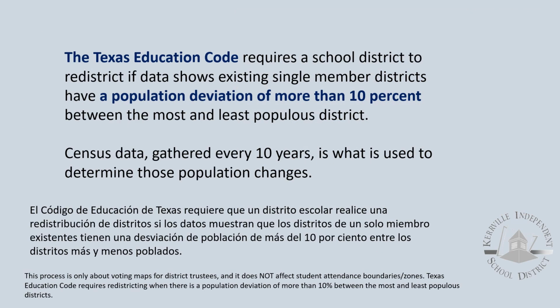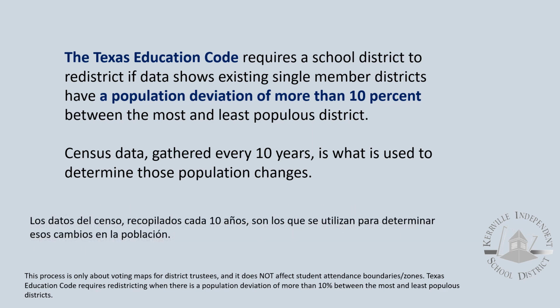The Texas Education Code requires a school district to redistrict if data shows existing single member districts have a population deviation of more than 10% between the most and least populous districts. Census data, gathered every 10 years, is what is used to determine those population changes.